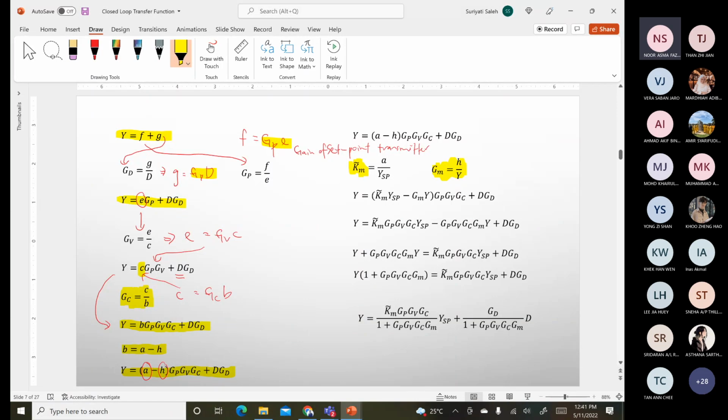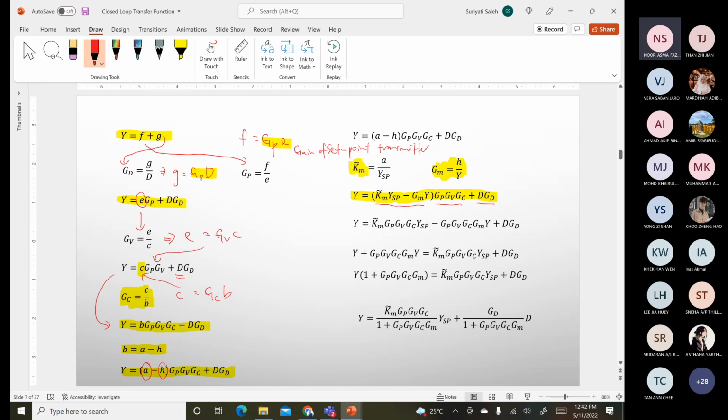So this indicates that both can be substituted into the equation, which results in the following transfer function. Based on this, you can see that Y equals, in bracket, Km bar Ysp minus Gm Y, close the bracket, you have Gp multiplied with Gv multiplied with Gc, plus D multiplied with Gd. So all of the variables have been substituted into the following equation.